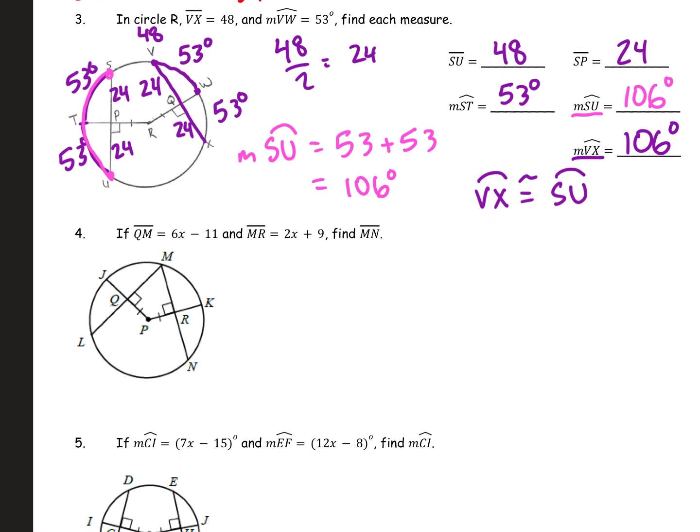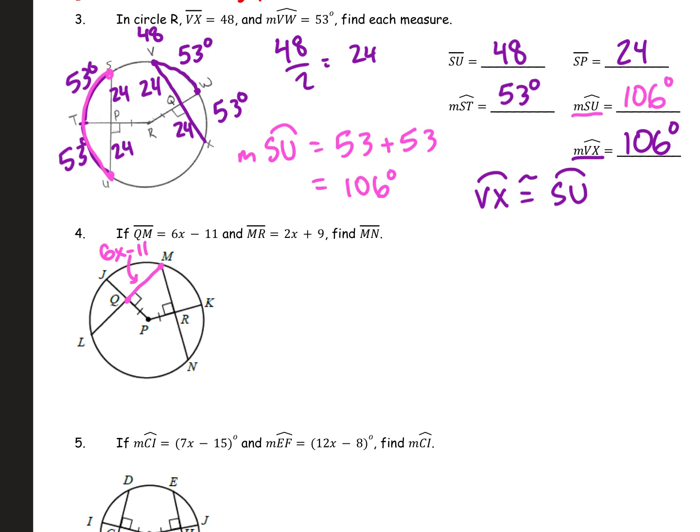Check it out. In number four, if QM is 6x minus 11 and MR is equal to 2x plus 9, find MN. Now, first of all, put the information where it goes. Do not just assume that they are equal. You want to make sure that this goes where they need to go. Q to M is this length here. That is the 6x minus 11.